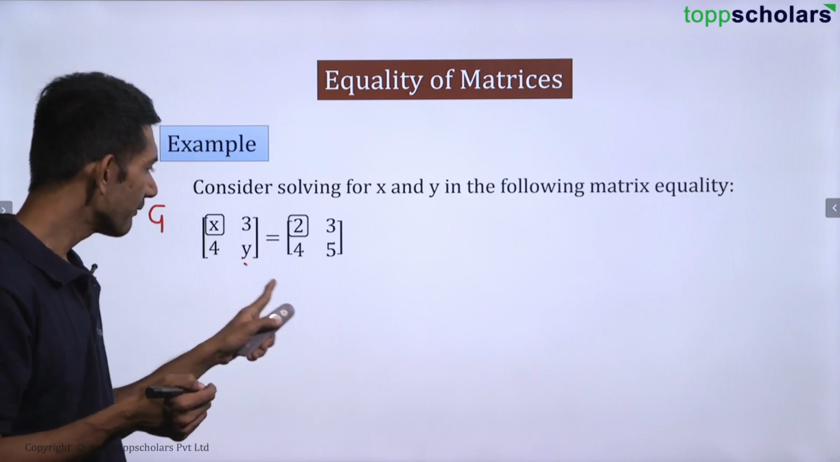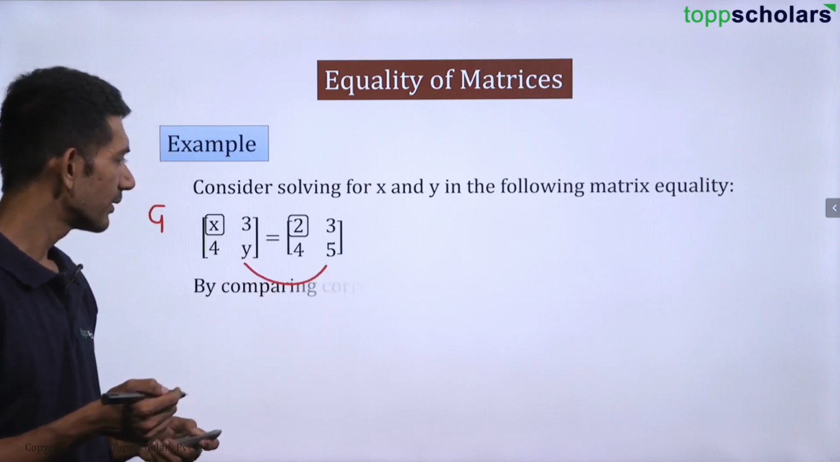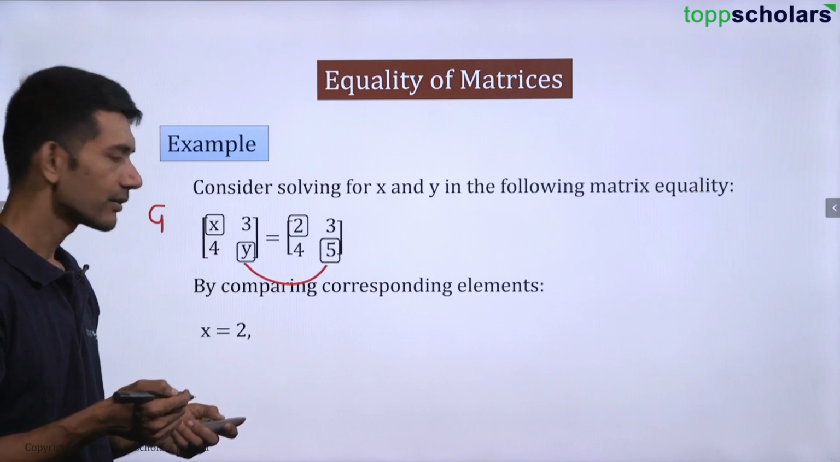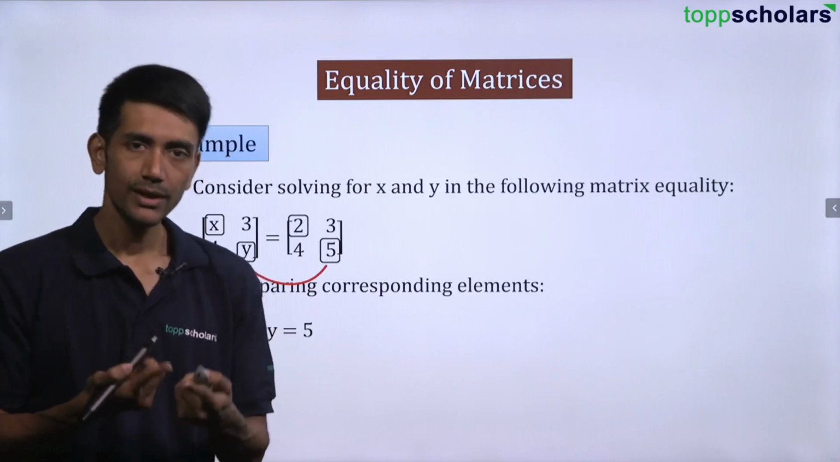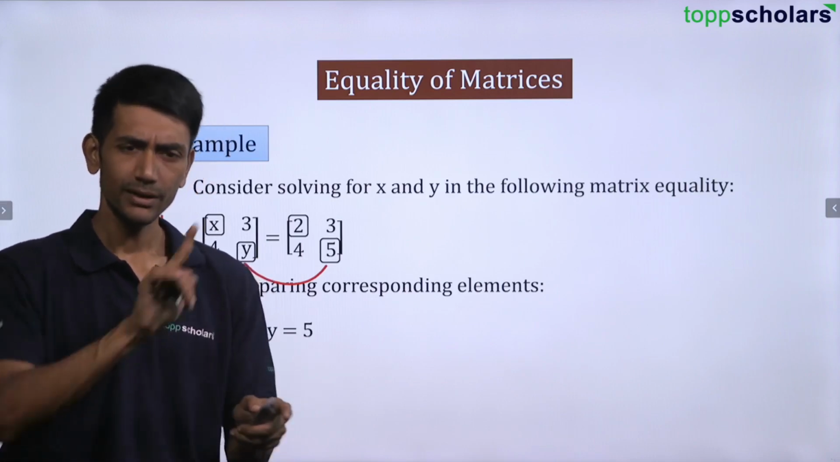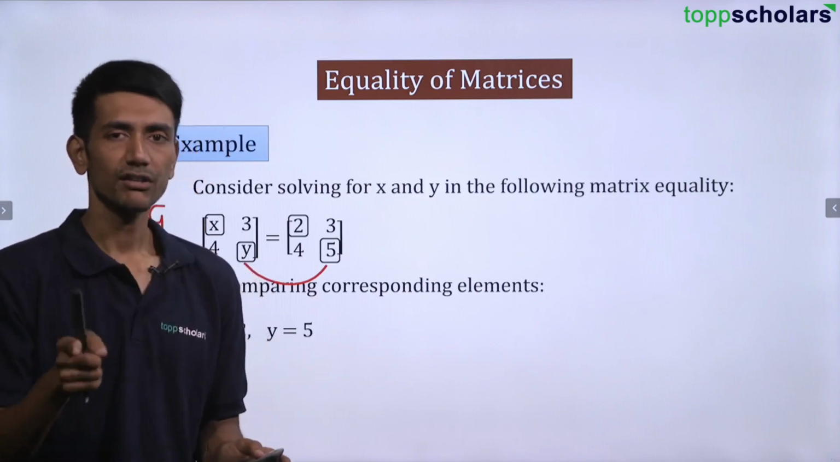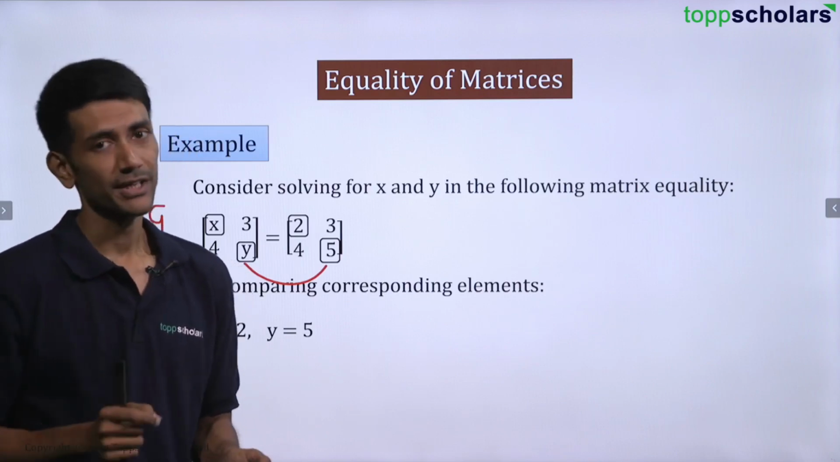And y with the corresponding element, that is 5. So y will be equal to 5. So the value of x is 2 and the value of y is 5. Simple. Just compare carefully, one-to-one correspondence. Their positions are very important.